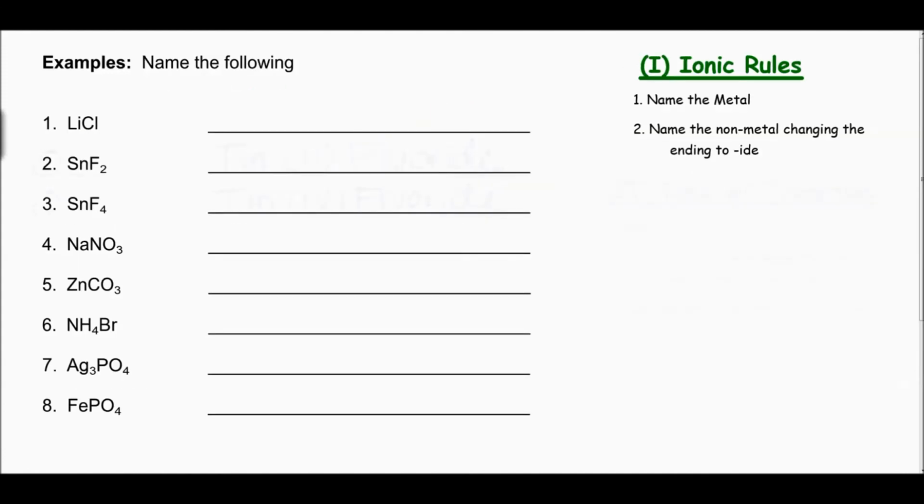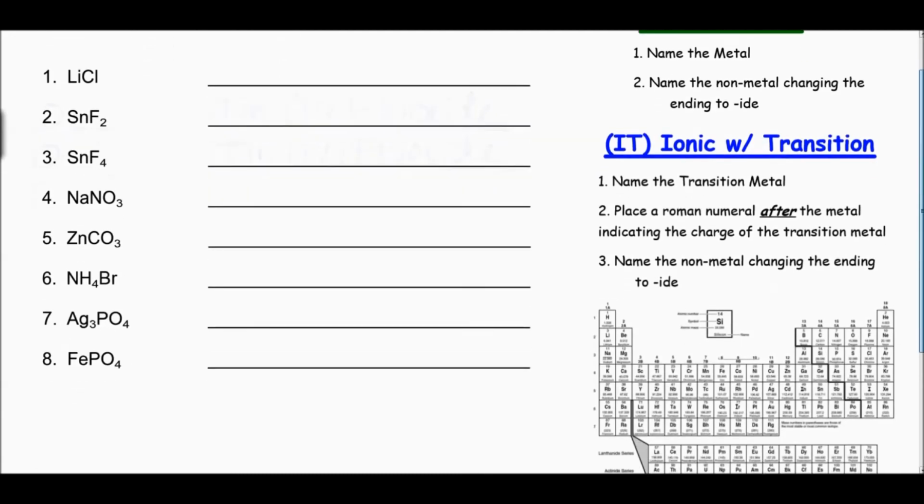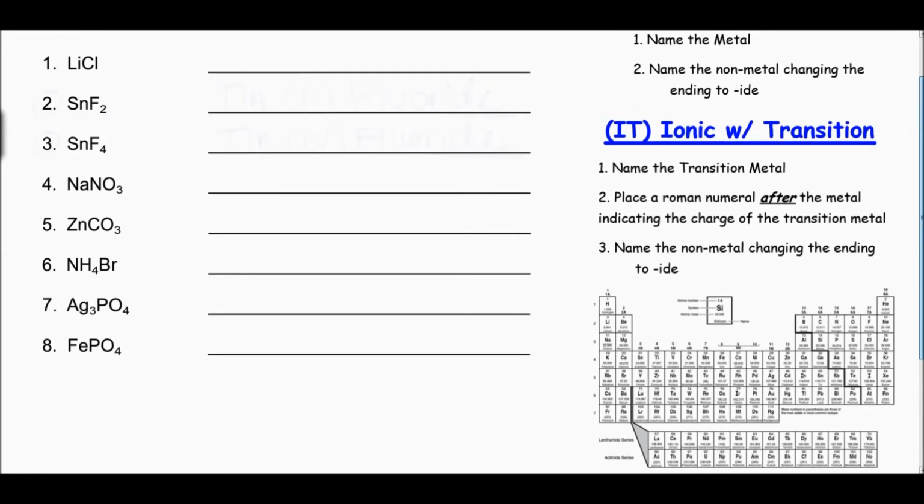Our second naming rules include ionic compounds with transitions. The ionic compounds with transition naming rules include naming the transition metal, and then you are going to place a Roman numeral after the metal indicating the charge of the transition metal. And then third, you're going to name your nonmetal by changing the ending to IDE.